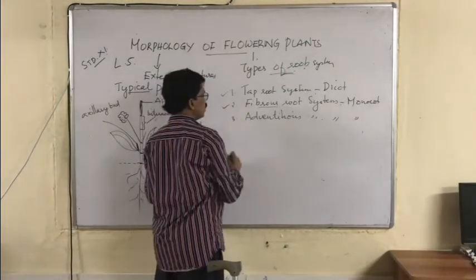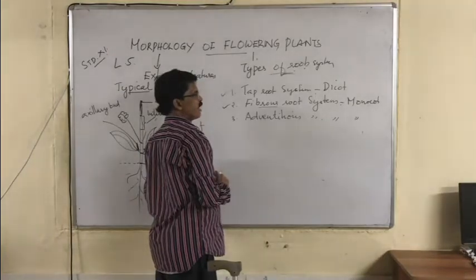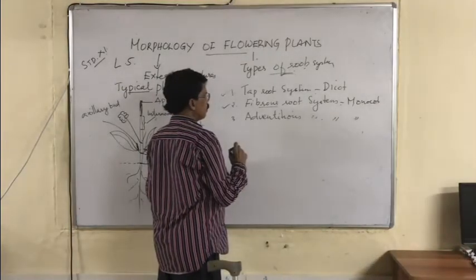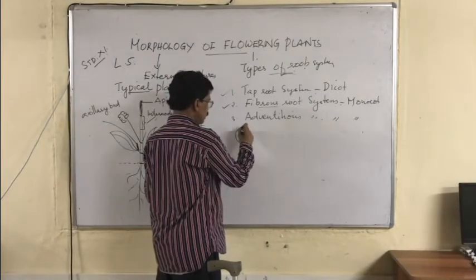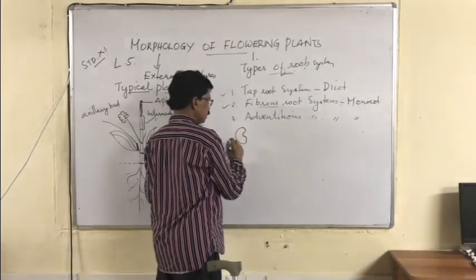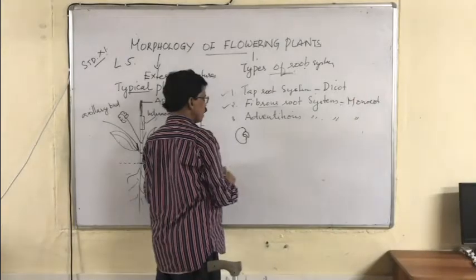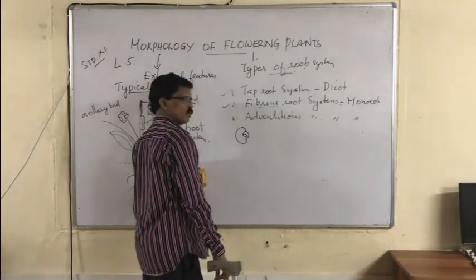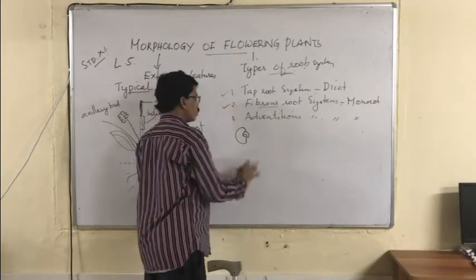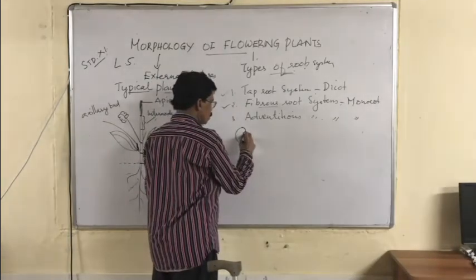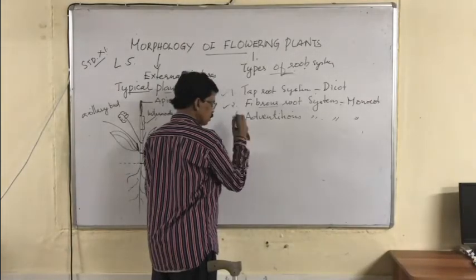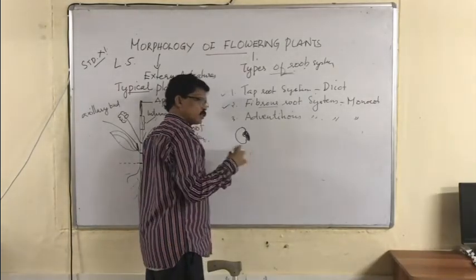Now the second one is the fibrous root system. It is a characteristic feature of monocot plants. In the fibrous root system, suppose this is the seed. The radicle grows and stops its growth. The radicle grows down a little bit, and this is the radicle. Now it stops. The radicle is no more here.